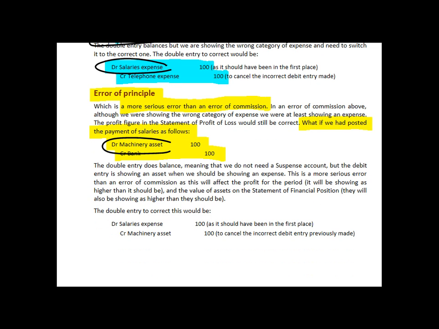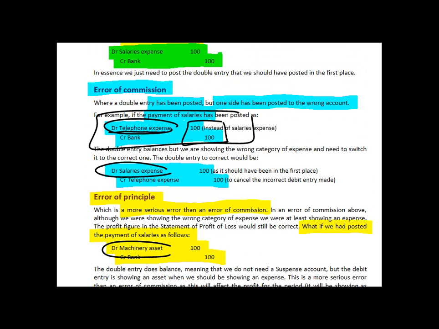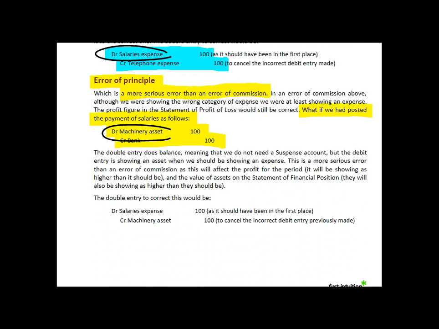So errors of principle are much more serious problems. In this case, we're recognising an asset instead of an expense, rather than just confusing the type of expense that we're recognising. Now, the double entry we've posted there does balance. We do have a balancing double entry. We do have a debit of 100 and a credit of 100. So this would not affect the trial balance. This would not require a suspense account. But there is a problem. And this problem would affect the profit for the period and the assets on the balance sheet. Both of those would be artificially inflated by this error.